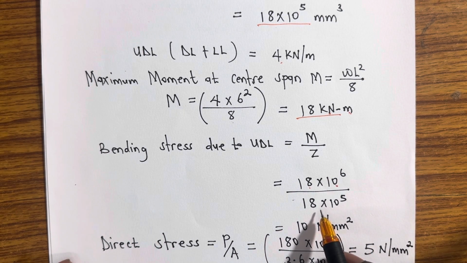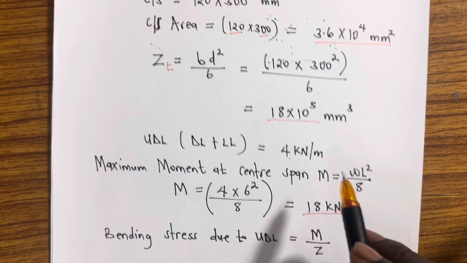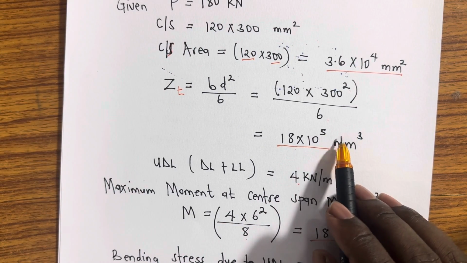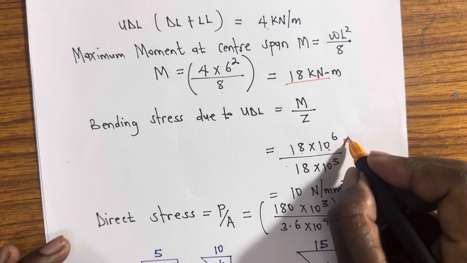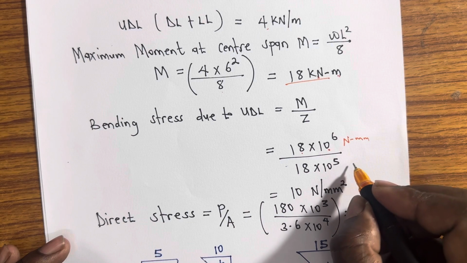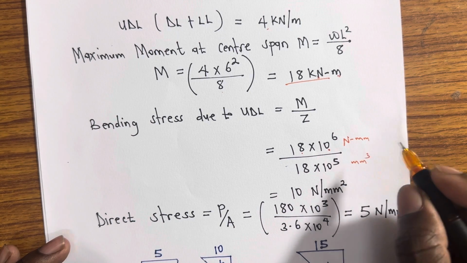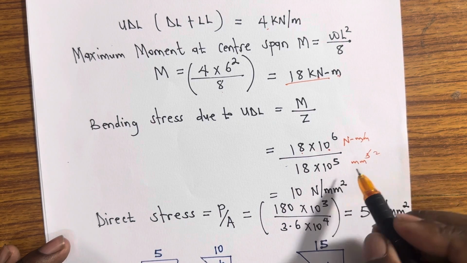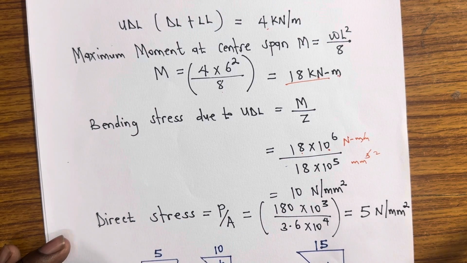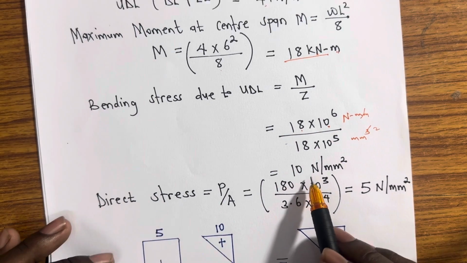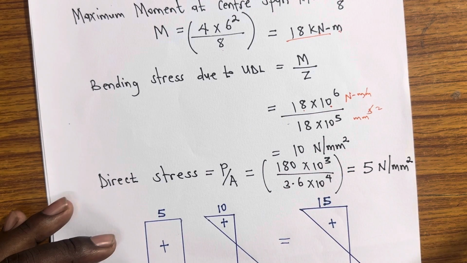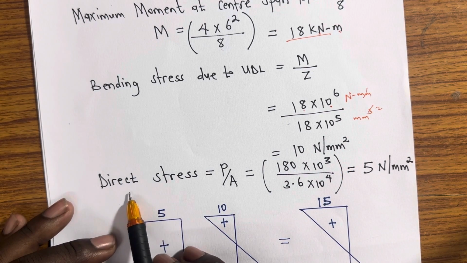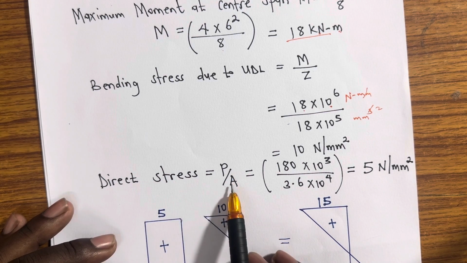Then we are dividing by Z, and our Z value, we found that it is 18 times 10 raised to the power 5 mm cube. So in total, remember, up is now Newton millimeter, and down is mm cube. So you realize that this will reduce to square. So Newton per mm square is the unit of the stress. So the answer is coming to 10 Newton per millimeter square. That's our stress.